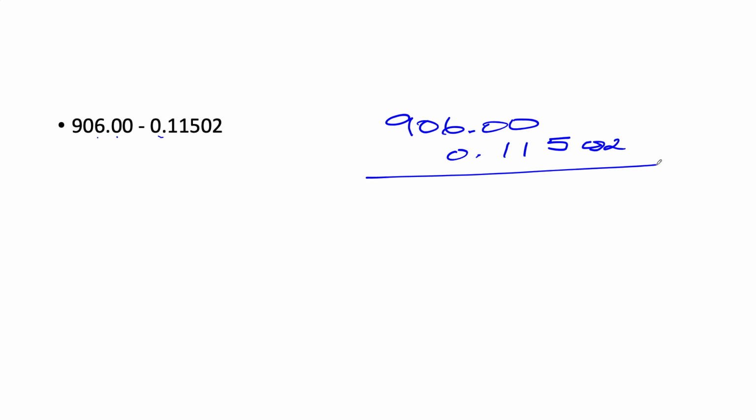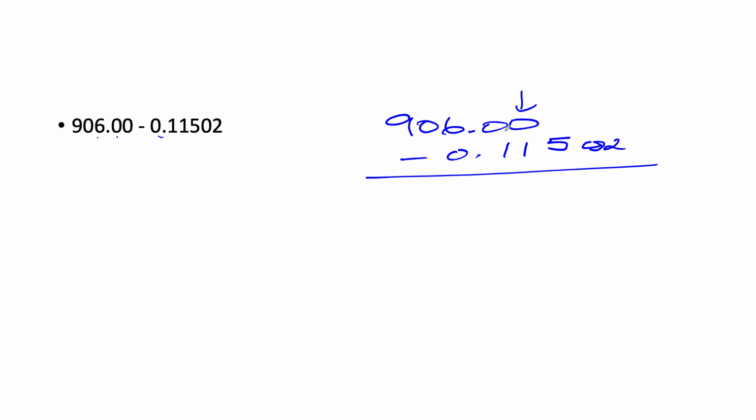Now let's look at this one: 906.00 minus 0.11502. Again, let's write it on the screen. I'm subtracting these two numbers. This is my last significant digit because this ends at the 100th place and the other ends farther back than that. So when I write this number, I'm going to end right there.